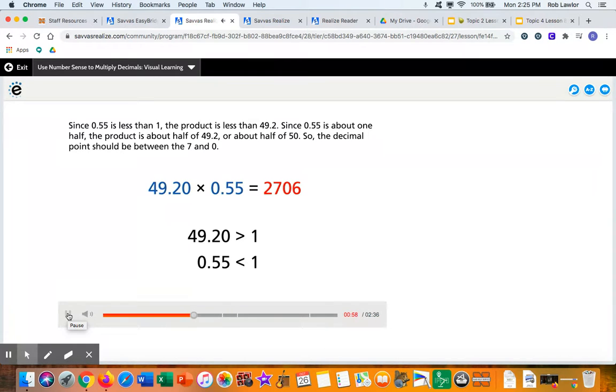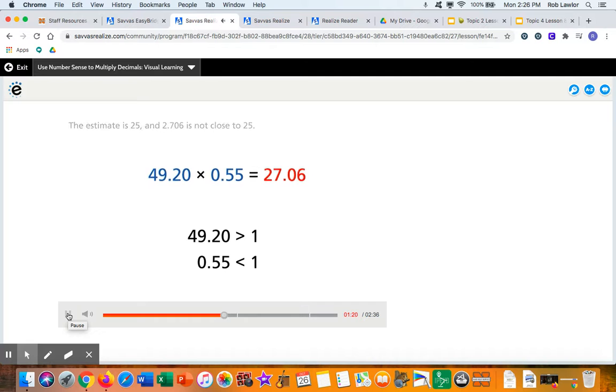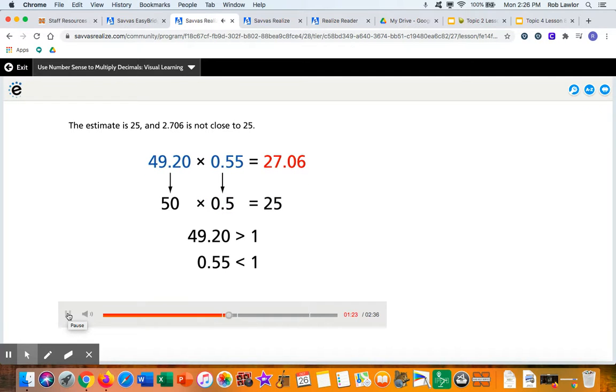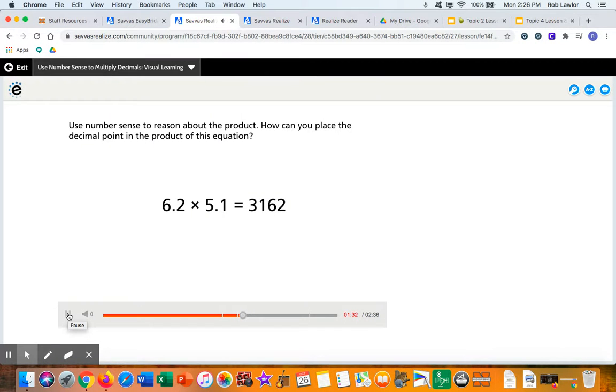Since 55 hundredths is about 1 half, the product is about half of 49 and 2 tenths, or about half of 50. So the decimal point should be between the 7 and 0. How do you know that the product cannot be 2 and 706 thousandths? The estimate is 25, and 2 and 706 thousandths is not close to 25. Use number sense to reason about the product.